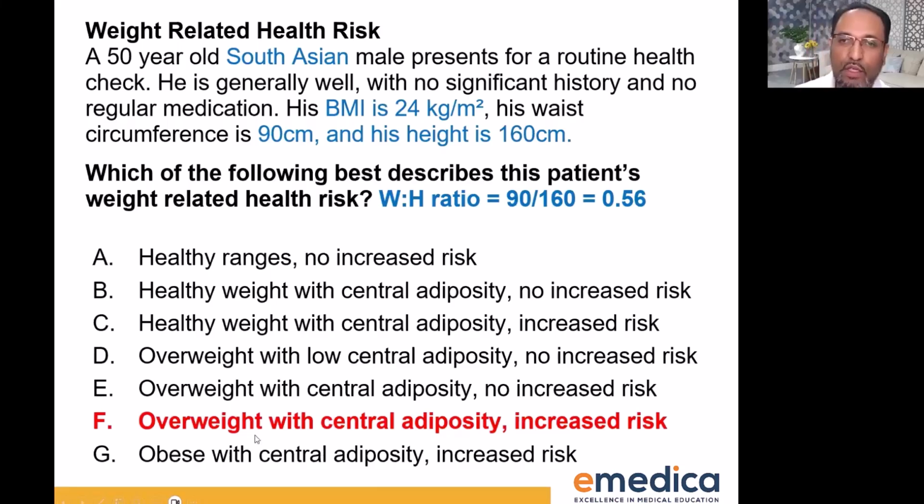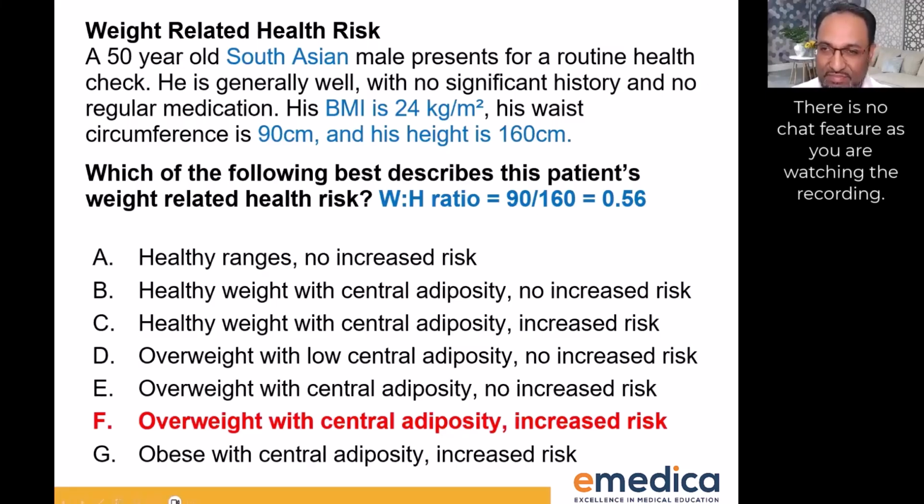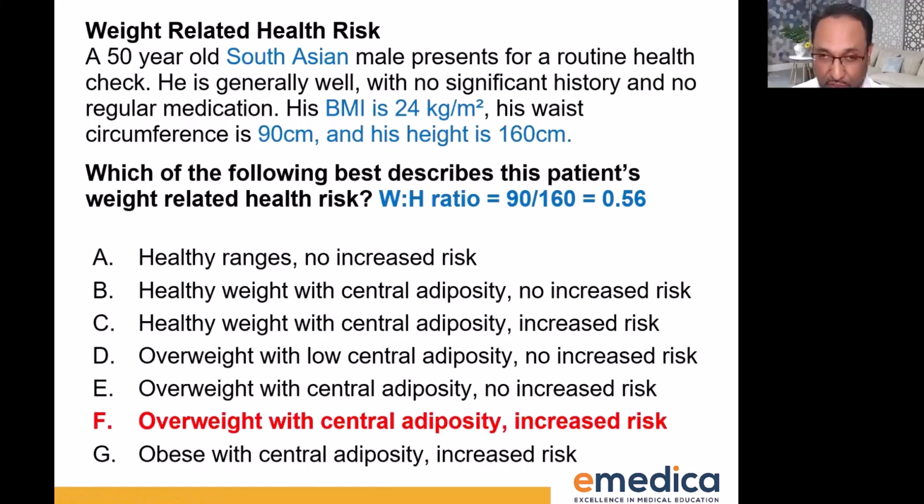Anyone know the threshold where obesity 1 kicks in for a patient of South Asian heritage? Type into the chat. Obesity 1 kicks in at 27.5. It's 2.5 reduced compared to normal, because for most patients, it'd be 30, wouldn't it? So you take 2.5 away from that. So they're not obese yet, but they are overweight.